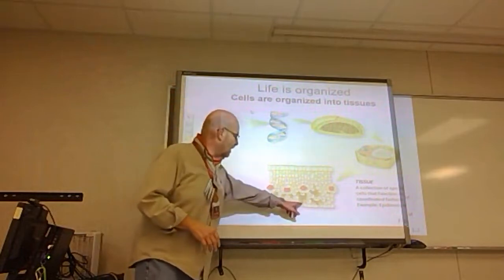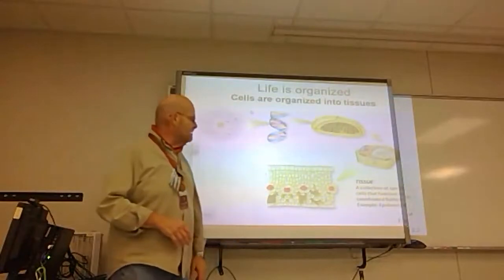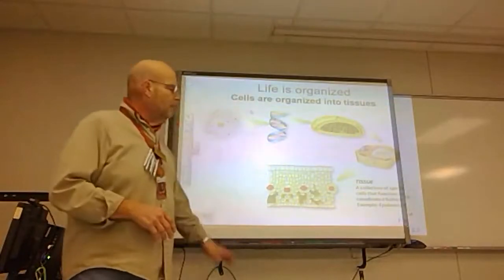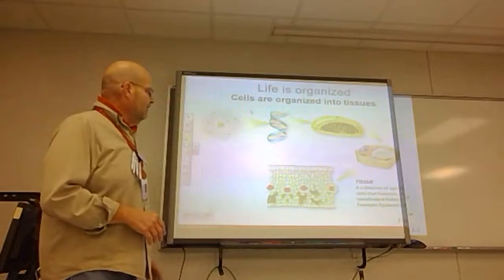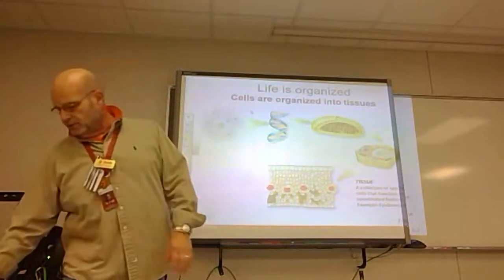This is a structure called a stomata, which is where the gases come in and the water vapor comes out. We'll talk all about that later. But again, this is a cross-section of a leaf showing multiple different types of cells to form a tissue.